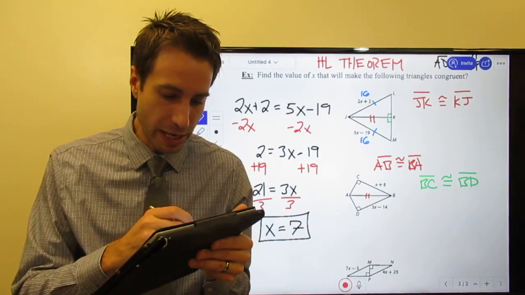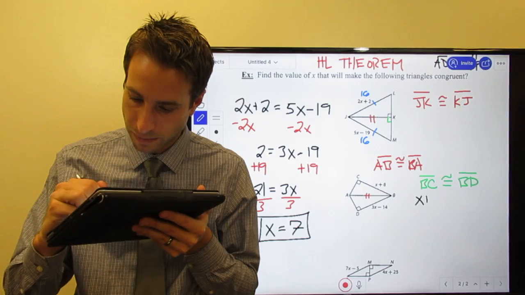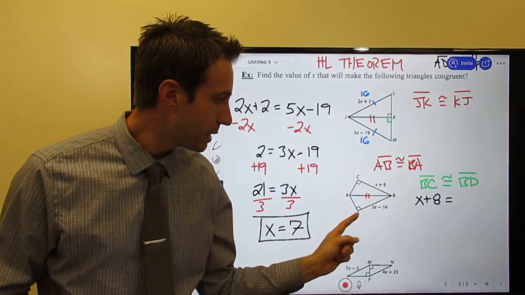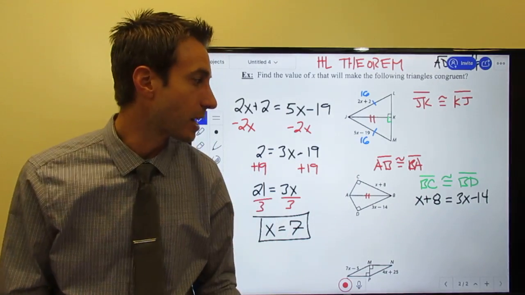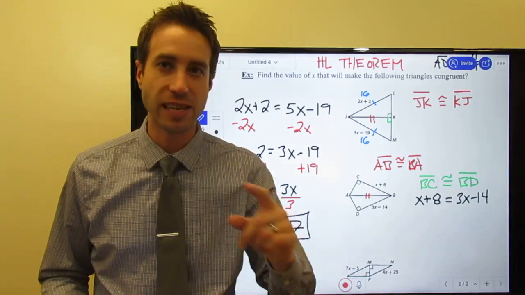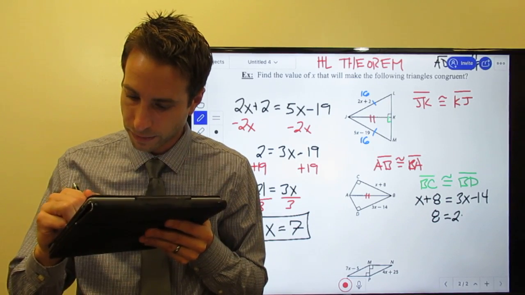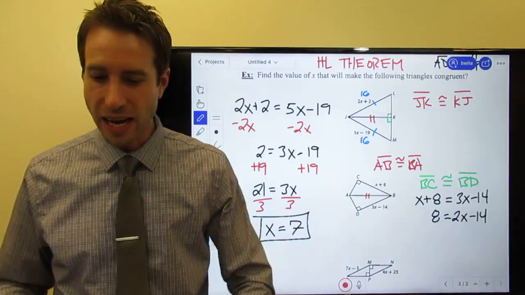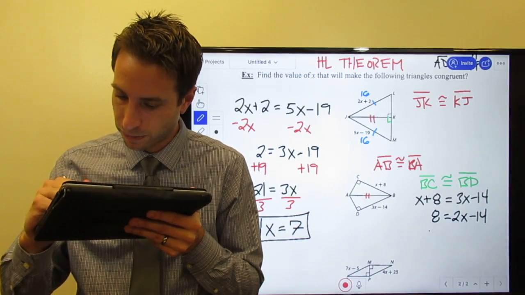We'll plug in what we know. BC is x plus 8. That has to be equal to leg BD, 3x minus 14. Fantastic. Guys, we got ourselves another algebra problem we can solve pretty quickly. Subtract x to the other side. 3x minus x, 2x. Add 14 to the other side. What do I get? 8 plus 14 should be 22.